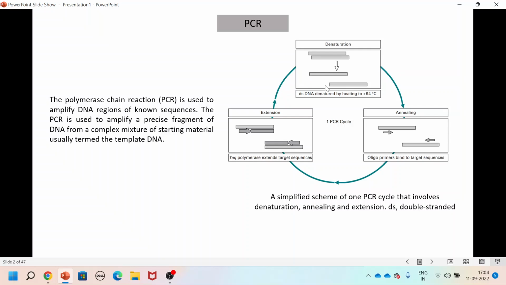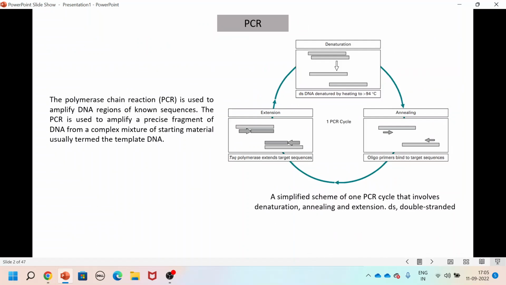In the denaturation step, firstly, the double-stranded DNA, which is the usual form in which DNA is present, is denatured by heating at approximately 94 degrees centigrade. This leads to the production of two strands. The next step is annealing, where we anneal the primers. These oligo primers bind to the target sequences which we want to amplify. The third step is extension, where the DNA polymerase, the Taq polymerase which we use for the PCR reaction, helps in the extension of the targeted sequences. Thus, from one double-stranded DNA template, we can obtain two copies of the similar DNA.